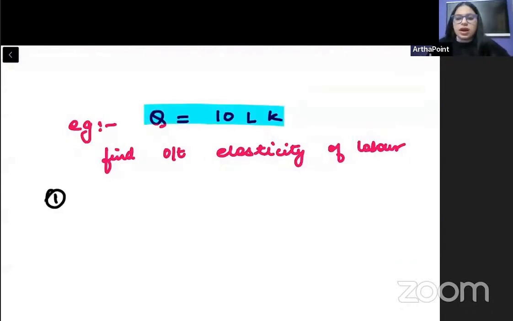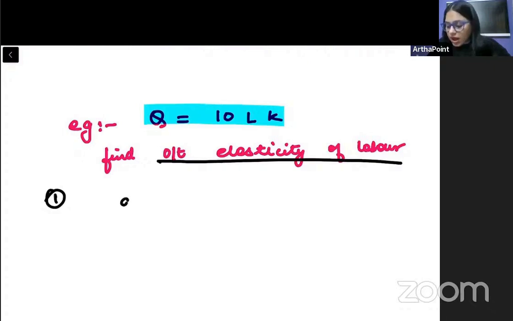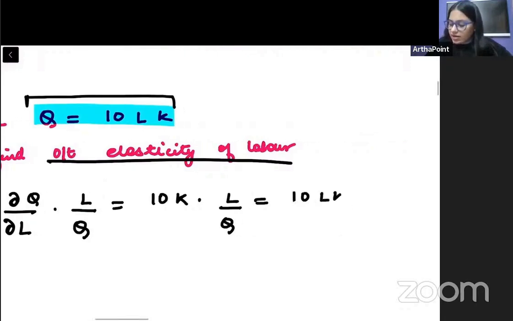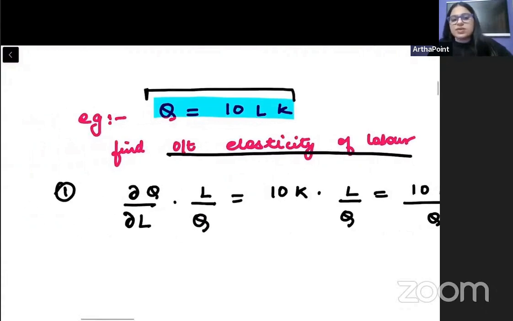Number one, I use the definition. So this is saying output elasticity of labor. मतलब how output changes as labor changes into initial value of labor by initial value of output. ये elasticity का formula है. I am just using this formula. So if I differentiate this with respect to L, I will get 10K into L by Q. तो ये हो जाएगा बच्चे 10LK by Q, Q by Q, 1. एक तो ये तरीका हो गया सिंपल. I am just using the basic formula of output elasticity of labor.